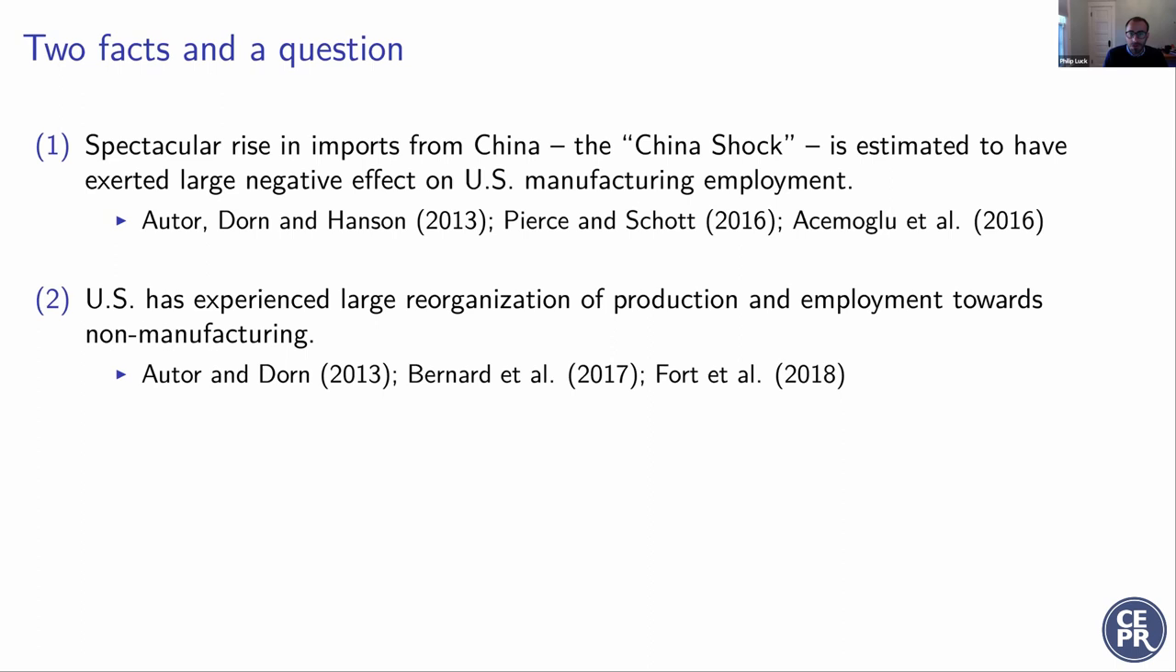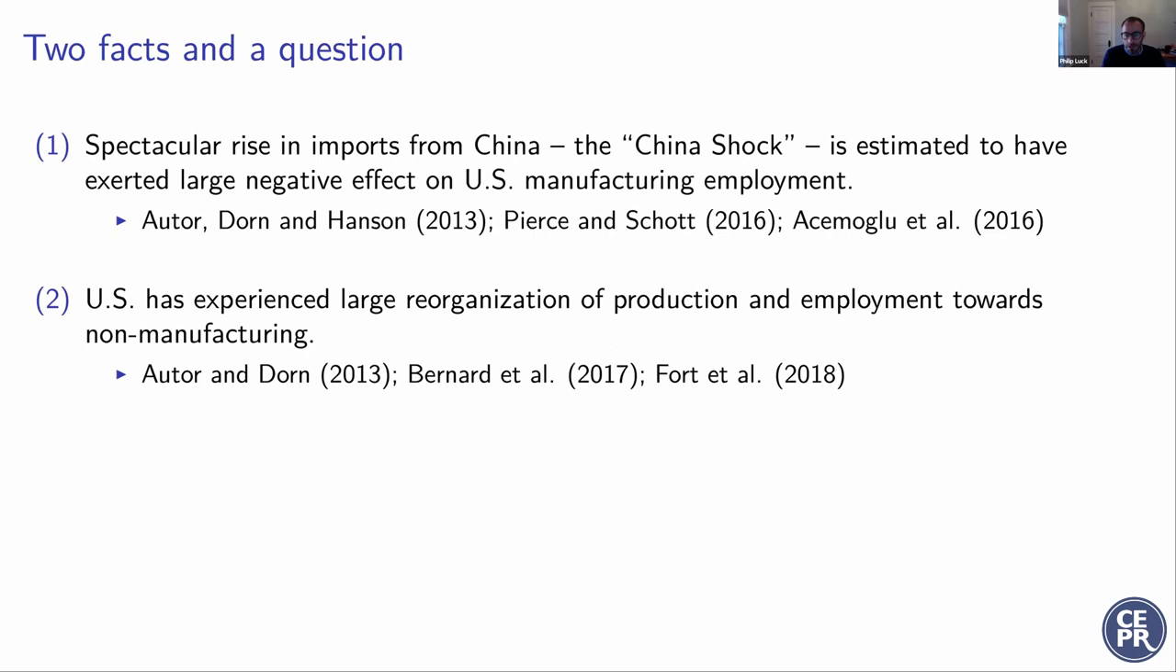At the same time, however, the US has experienced a really large reorganization in production and employment, specifically towards some higher tech manufacturing activities as well as non-manufacturing. This has been shown by Autor and Dorn as well as Bernard and Fort et al.